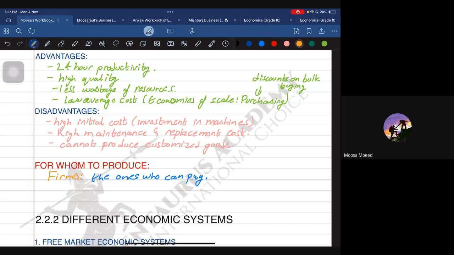And if we are talking about the government, they have a belief that everyone should receive an equal share. So everybody receives an equal share.